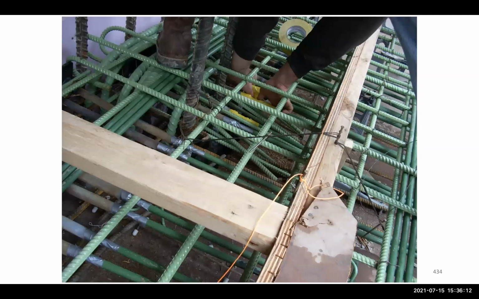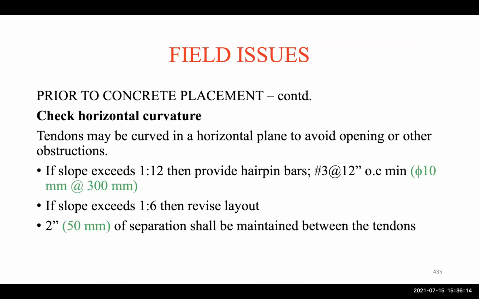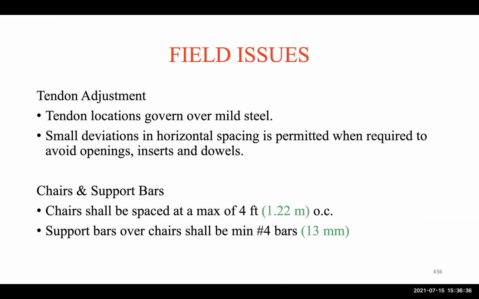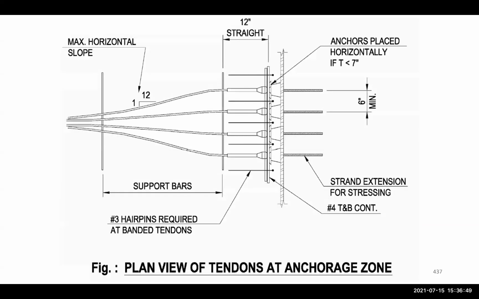Of course, that's repair at those locations for the strands, and then check horizontal curvature. Okay, horizontal curvature: if the slope exceeds 1 to 12, then provide number 3 at 12 bars. And if the slope exceeds 1 to 6, then revise the layout of the tendon. And I'll show you what we are talking about here. So tendon adjustment, and then chairs and supports, of course, have to be provided at a maximum of 4 feet. Support bars over chairs shall be minimum number 4 bars.